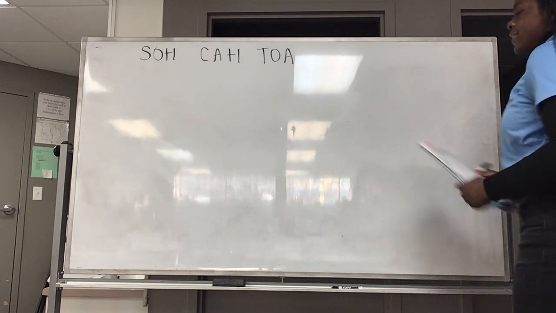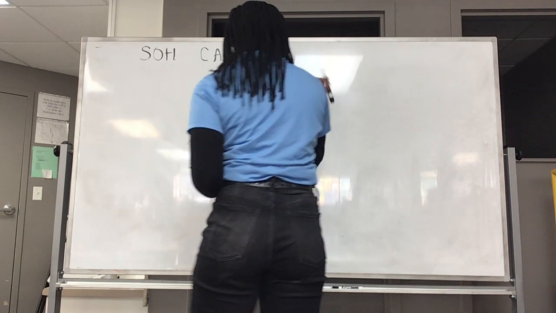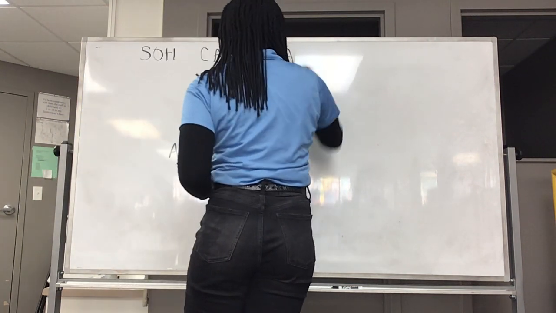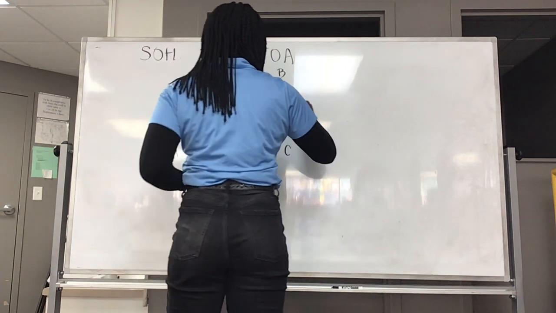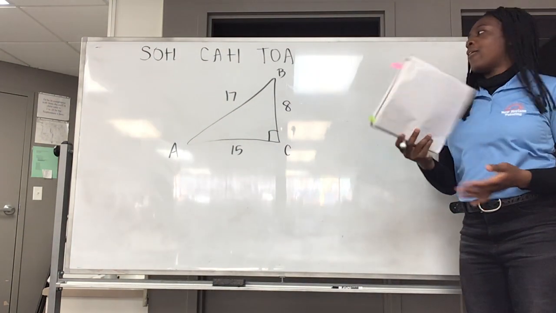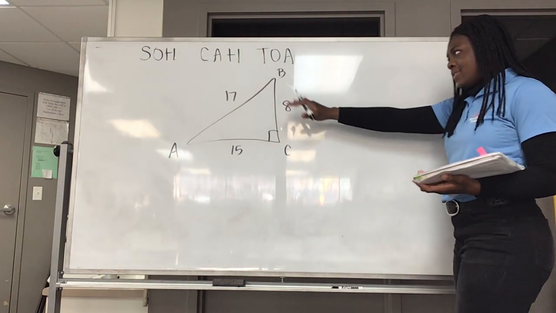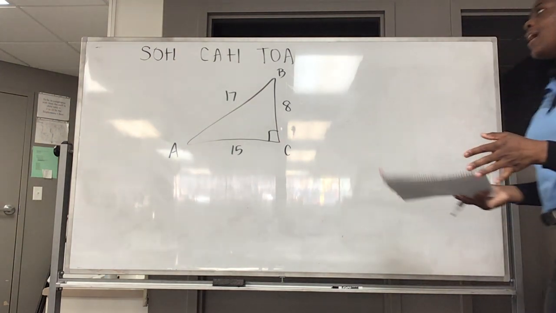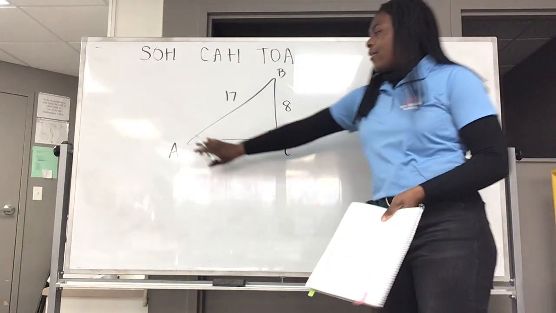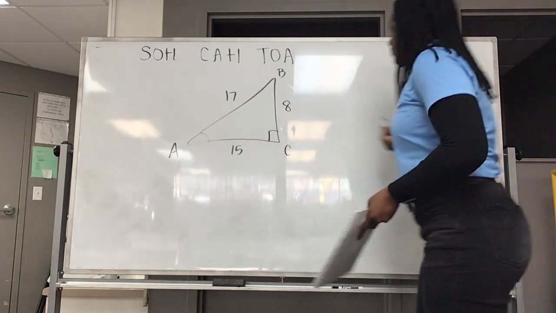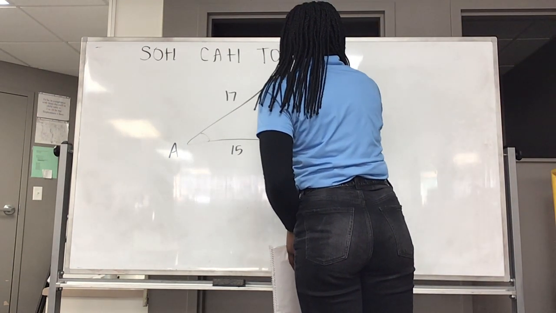Okay, so again, I'm going to draw a triangle, but now we're going to actually throw some numbers in. Okay, so here's my right triangle, ABC. We've got 3 side lengths. This bottom one's 15, the hypotenuse is 17, and this side length is 8. What we're going to do is find the sine, cosine, and tangent of angle A. So this angle.